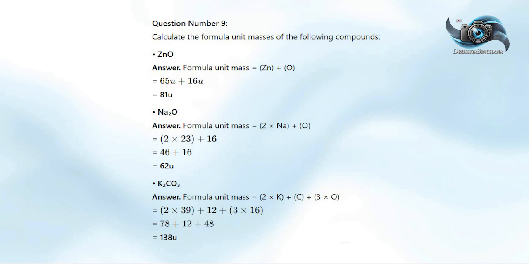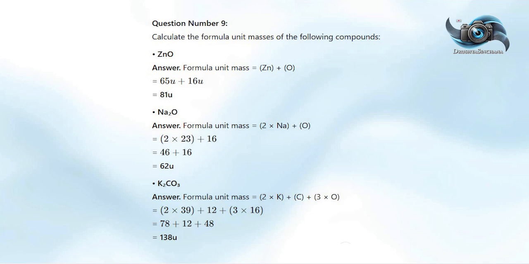2. Sodium oxide, Na2O. Answer. Formula unit mass equals 2 multiplied by mass of sodium plus mass of oxygen. Equals 2 multiplied by 23 plus 16. Equals 46 plus 16. Equals 62 atomic mass units. 3. Potassium carbonate.